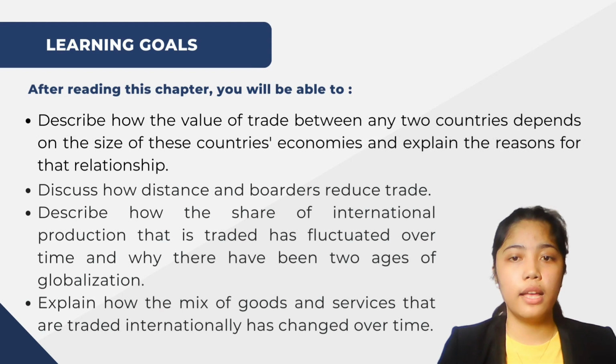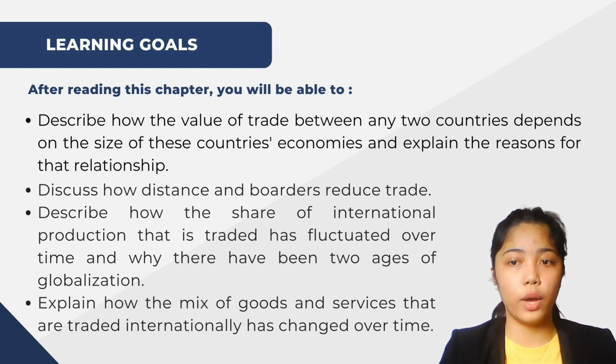Learning Goals. After reading this chapter, you will be able to describe how the value of trade between any two countries depends on the size of these countries' economies and explain the reason for that relationship. Discuss how distance and borders reduce trade. Describe how the share of international production that is traded has fluctuated over time and why there have been two ages of globalization. Explain how the mix of goods and services that are traded internationally has changed over time.